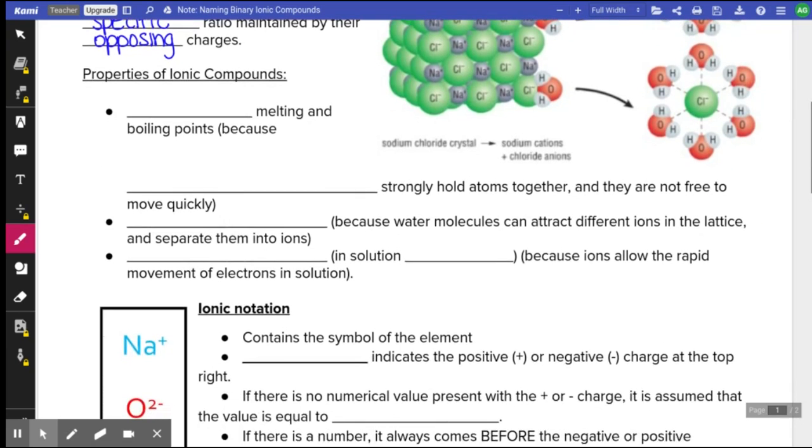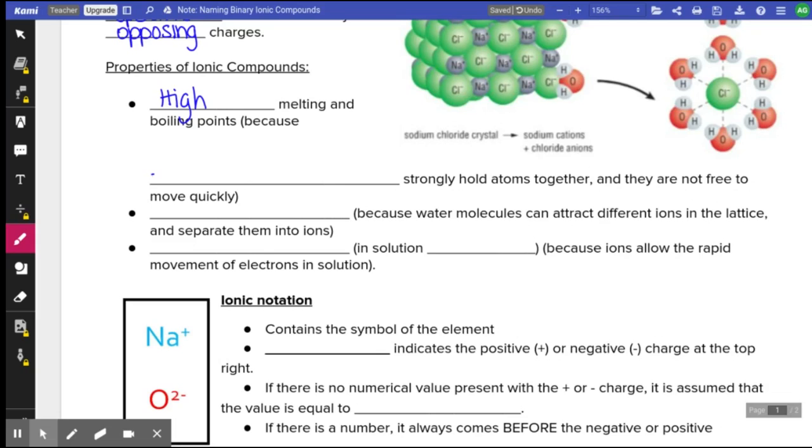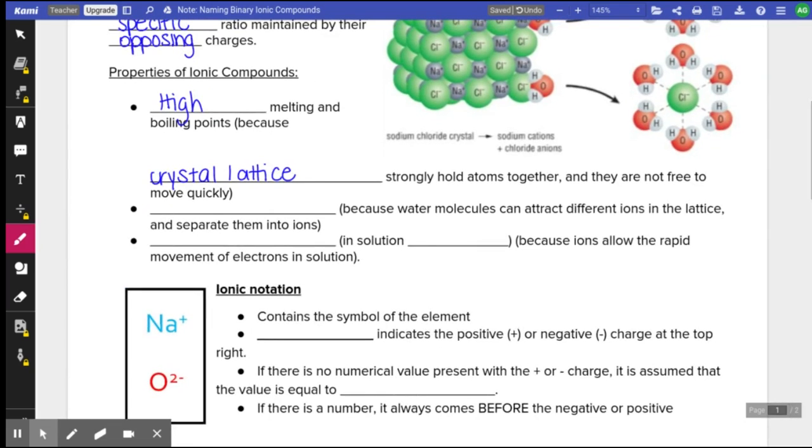Some properties of ionic compounds. They have high melting and boiling points because this crystal lattice we just talked about is really strongly held together. Because it's so strongly held together, the atoms don't move freely, which makes it harder for them to boil, to turn into a gas, or to melt, to turn into a liquid, because they're so strongly attracted to one another. They also have a high solubility rating.